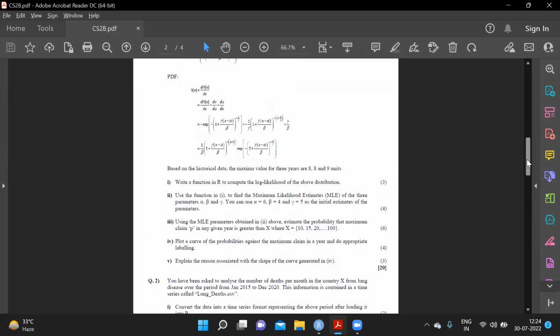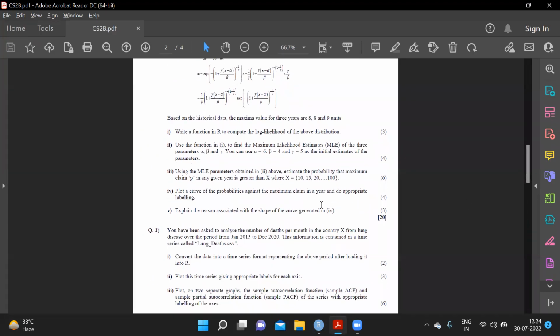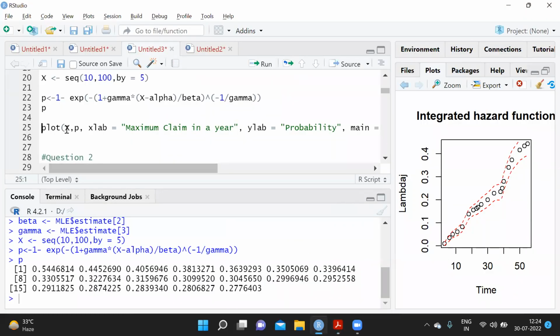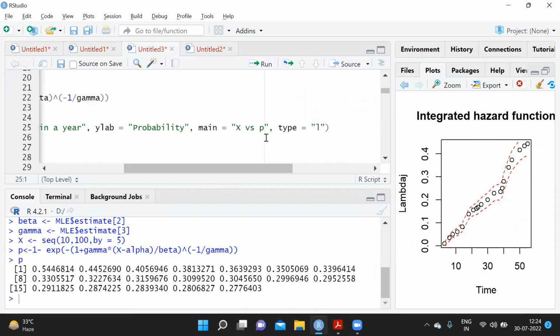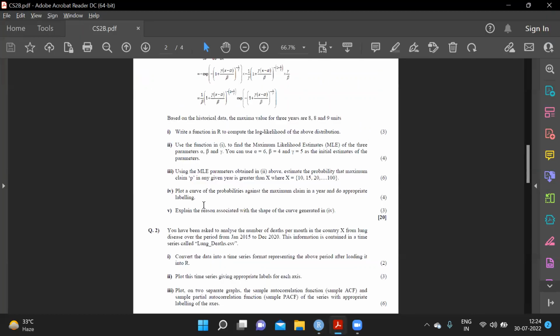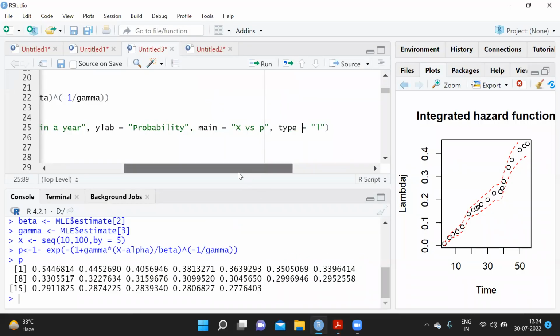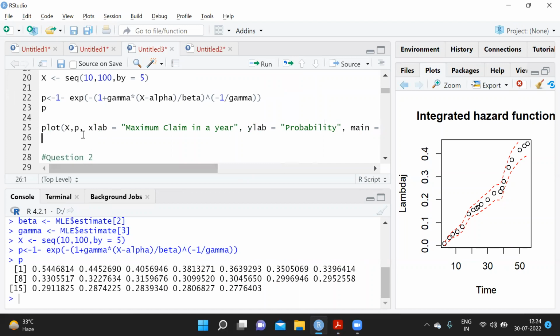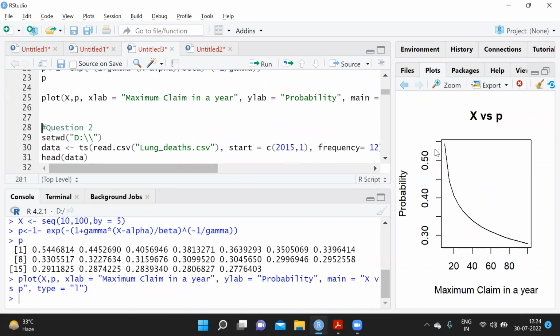Next, they've said to plot a curve of the probabilities against the maximum claim in a year, with appropriate labeling. So plot X comma P, xlab is maximum claim in a year, ylab is probability, and main is X versus P. Type equals "l", because they've asked to plot a curve, and a curve means a line. This is the graph we get.